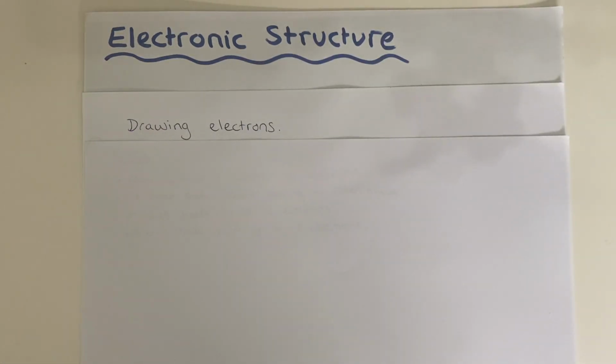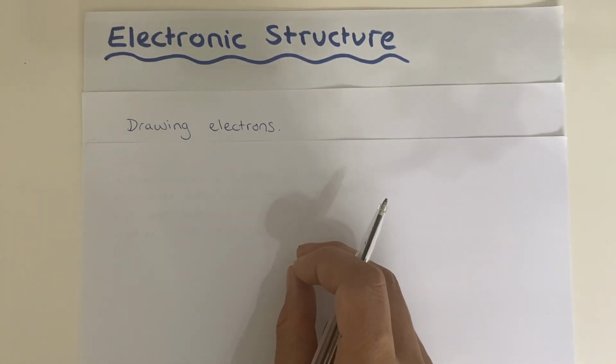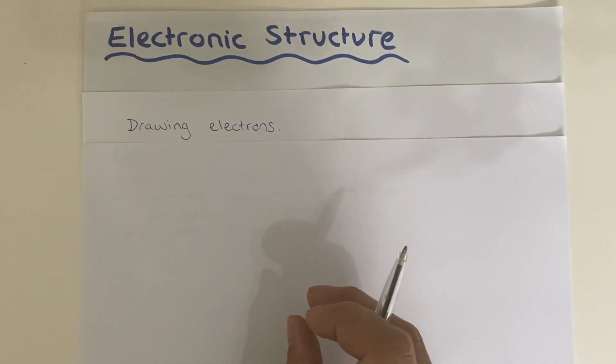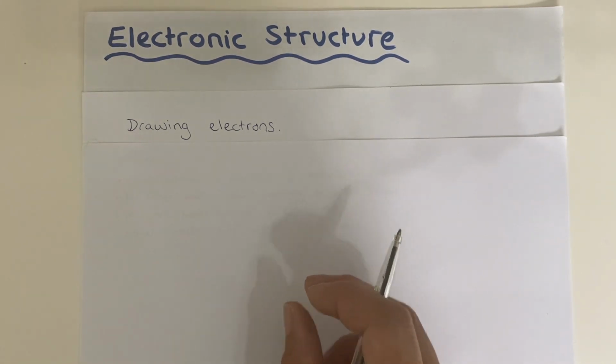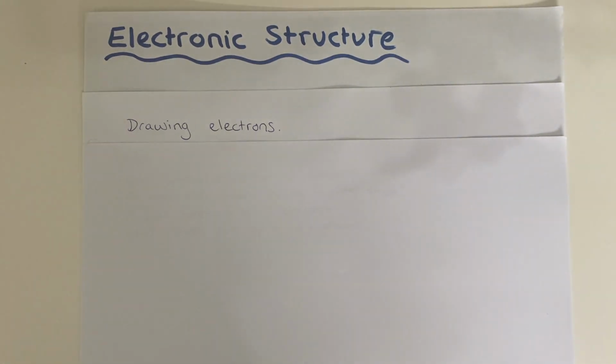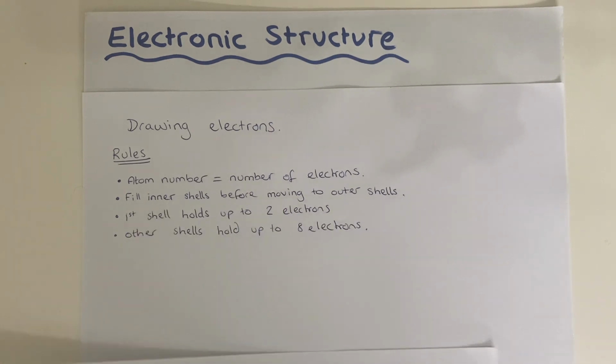Okay, next we need to think about where we draw these electrons. So there are a few rules for where to draw the electrons. The centre of an atom is called the nucleus, and that's where you find the protons and the neutrons. And around the outside of the nucleus we have areas called shells, and that's where you find electrons. So these are our rules.